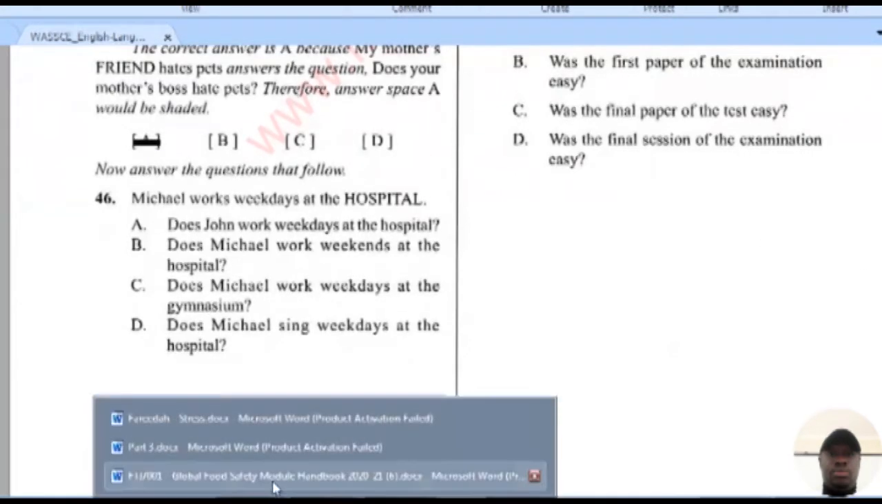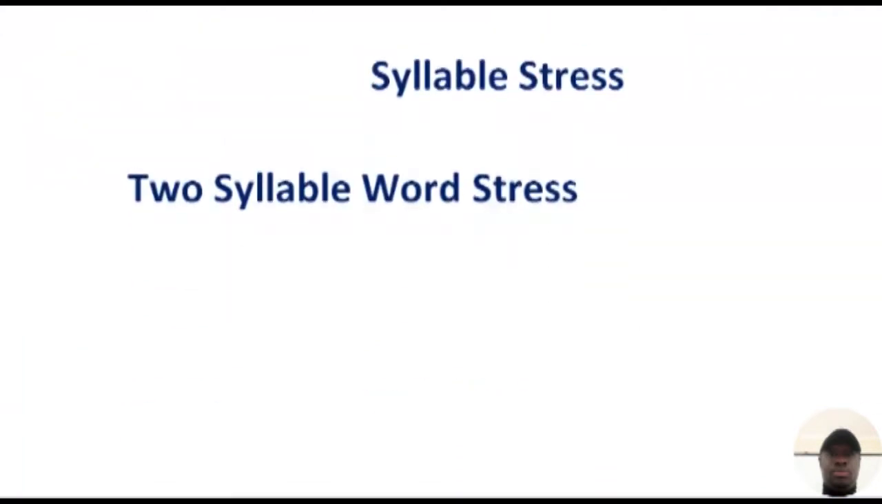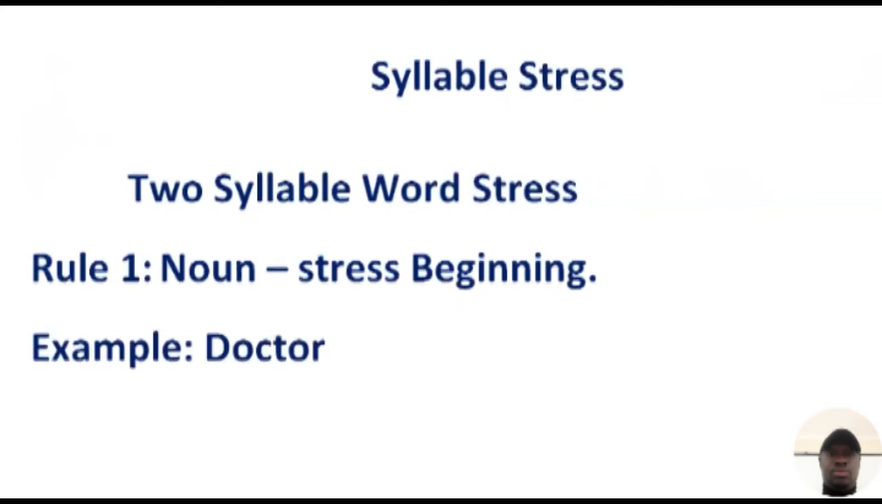Okay. Today, I'm just going to introduce you to syllable stress. Rule 1. If the word is a noun, the stress is at the beginning. I said for two syllable words, if the word is a noun, the stress is at the beginning. For example, doctor, which of the syllables is stressed, please? Doc. So you write it in capital letter. Do you get it? Good, good. So that's how you do it.